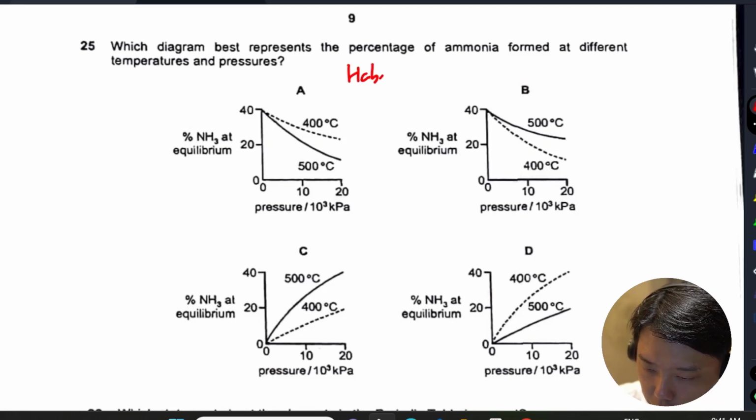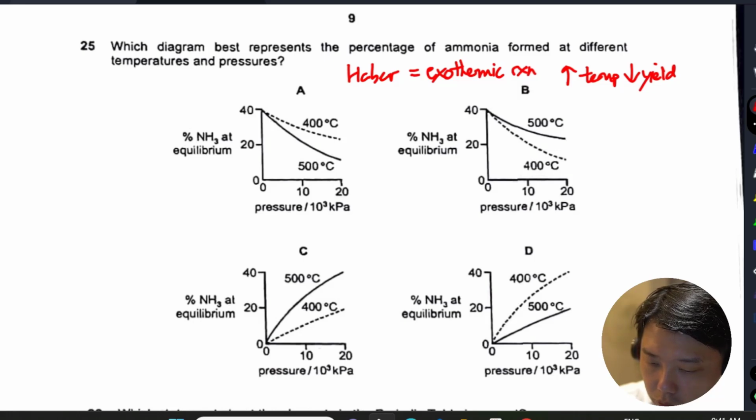So for the Haber process, it is an exothermic reaction. So what this means is that the higher the temperature, the lower the yield of ammonia. So the percentage yield will go down if you increase the temperature.